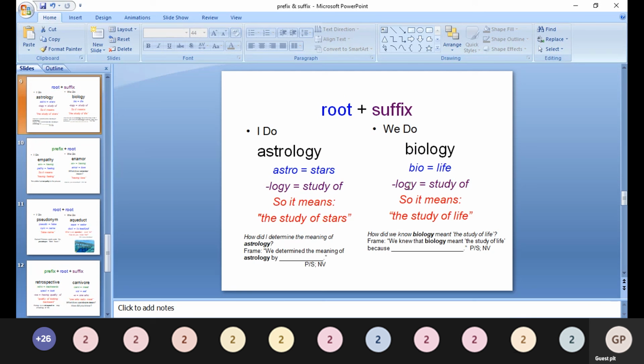The root and the suffix. See, astrology. Astro means stars. Logy, study of something. So astrology, study of stars. Then you see biology. Bio is life. Logy as usual, study. So biology, study of life.